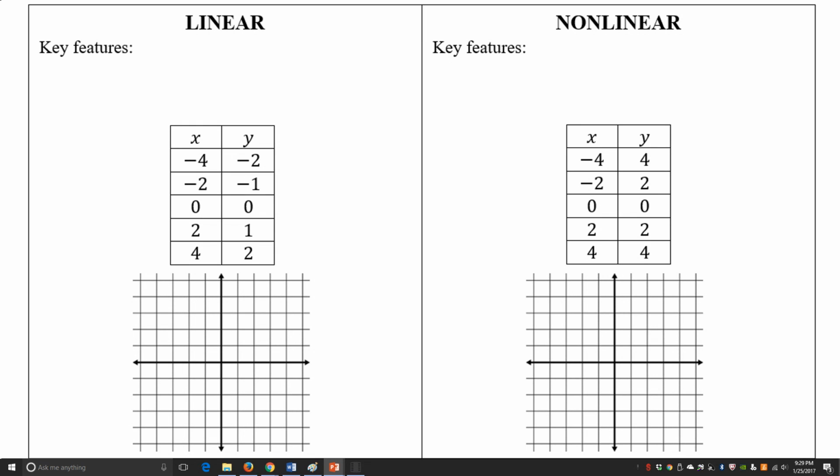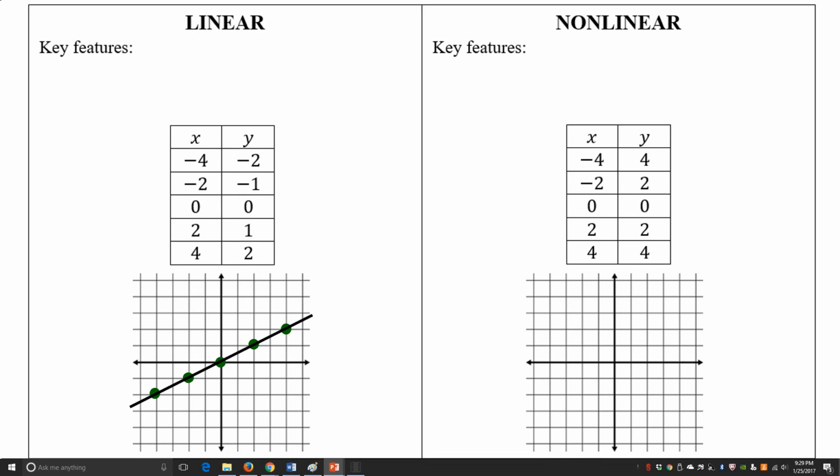So in order to see what a linear function looks like, I'd like you to graph all the ordered pairs in the table you're given. So please take a moment and graph them on your coordinate plane. Make sure you're careful. You're going -4, -2, and then -2, -1, 0, 0, +2, +1, and +4, +2. And if you do this accurately, they will form a straight line. Please connect them with a ruler as straight of a line as possible.